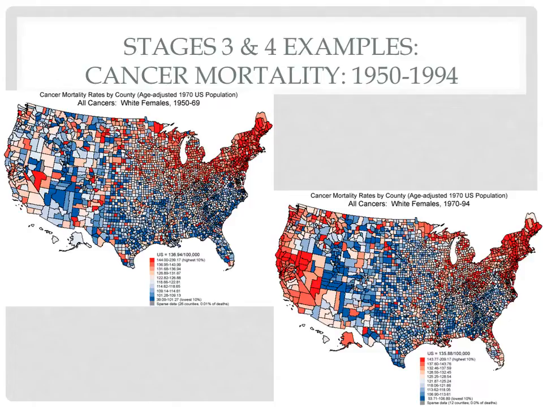The map on the left is looking at cancer rates beginning in 1950. Now, in 1950, the life expectancy in the United States was 68.2 years. The map on the right is looking at cancer rates leading up to 1994. In 1994, the life expectancy in the United States was 75.7. Right? So that's a difference of about 7 years over the span of about 40 years leading up to that.